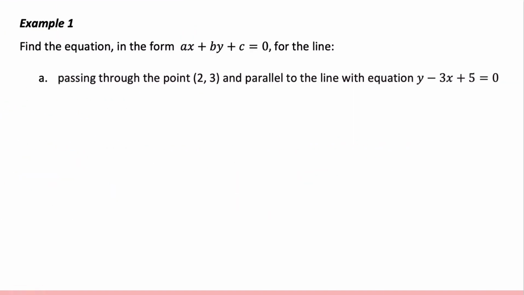So let's get straight into examples. Find the equation, in the form ax plus by plus c equals 0, for this line. It passes through the point 2, 3. It's parallel to the line with the equation of that.